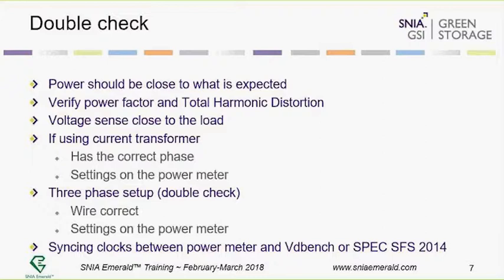And to double check, the power should be close to what you're expecting. If you have extra switches or servers in there, you'll see that in the power measurement. Verify the power factor, total harmonic distortion, and voltage close to the load. If using a current transformer, make sure you have the correct phase and settings on the power meter. For a 3-phase setup, double check, because it's 3 phases. And synchronize the clocks between the power meter and your load generator.